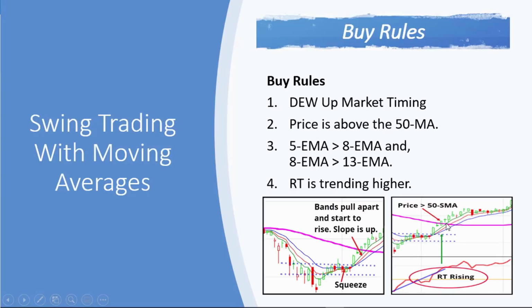Well, in fact, the trigger is when the price crosses above the 50-day moving average. We need that to happen. Remember, price crosses above the 50-day moving average. The fanning of the 3 shorter-term moving averages, the 5, the 8, and the 13. And also, very important here, that RT is rising, hitting a new high, trending higher, confirming that this trend is strengthening and has some legs to it.